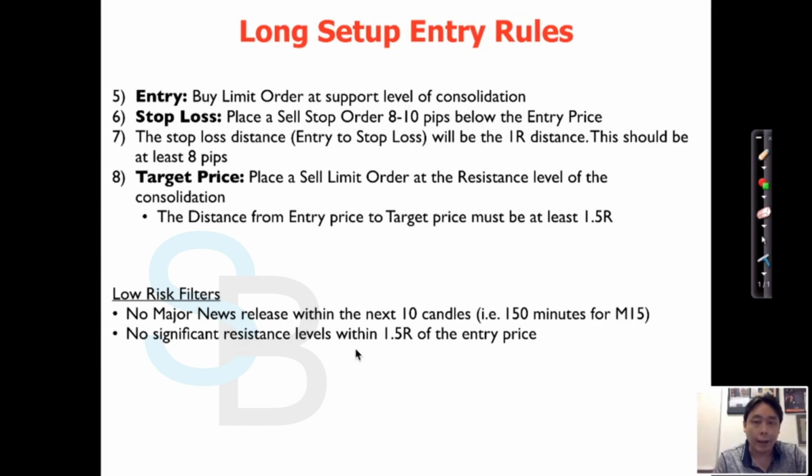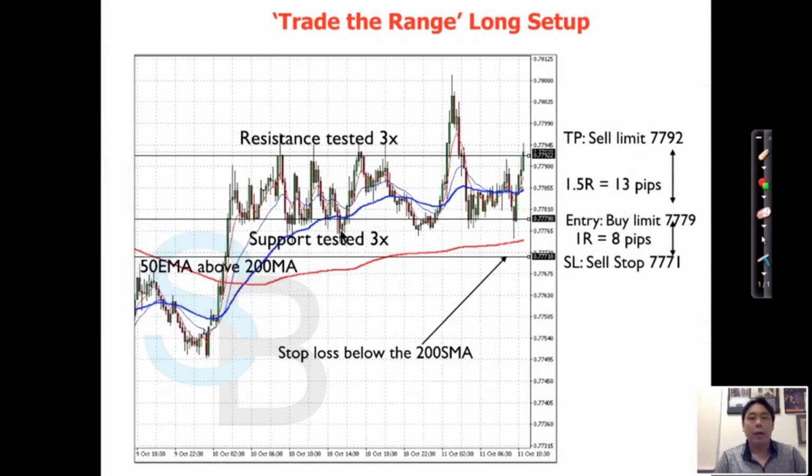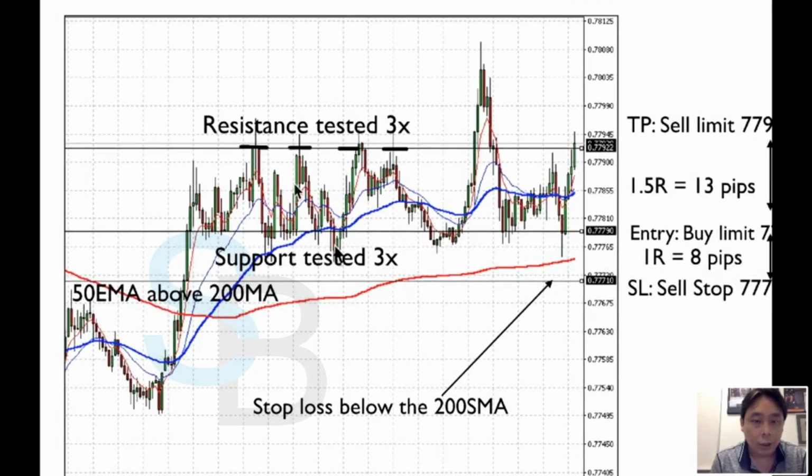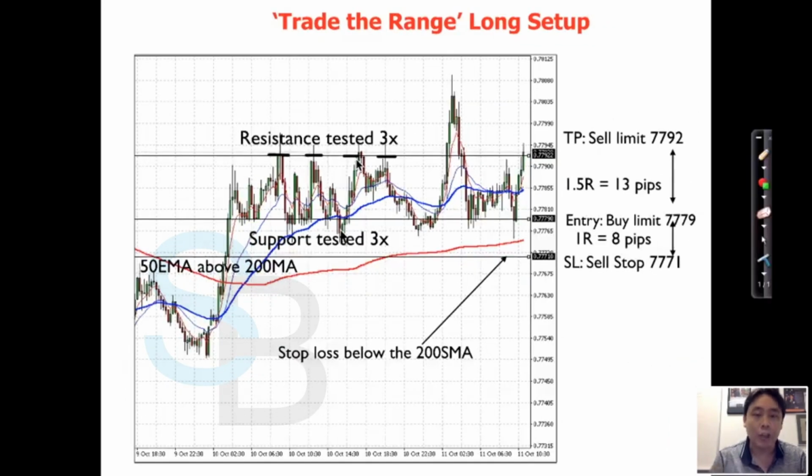So let's take a look at specific examples of this long setup. Okay, so this one you can see the price was in a range, okay, and you can see a resistance over here. There we go. There's a resistance, right? So tested once, twice, 3 times. So you just have to ensure it's been tested at least 3 times to show a clear resistance level.